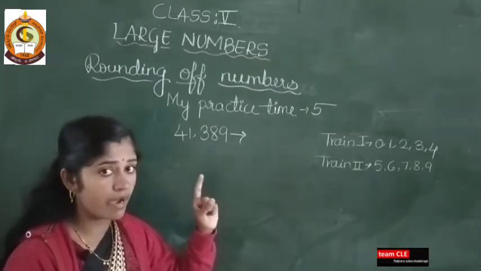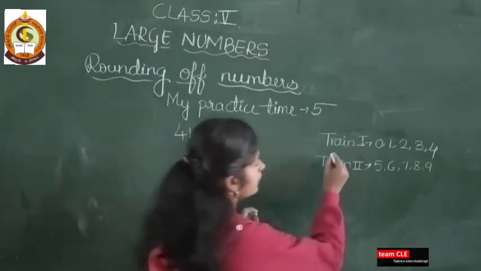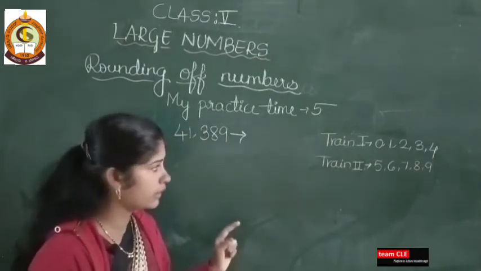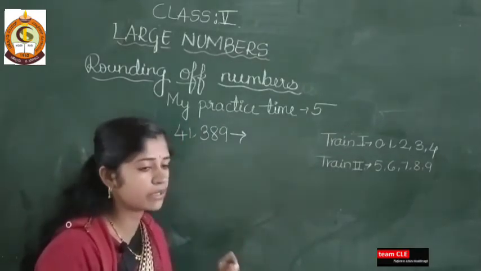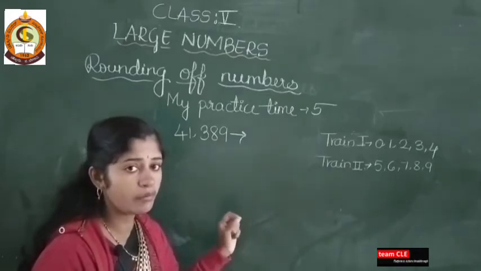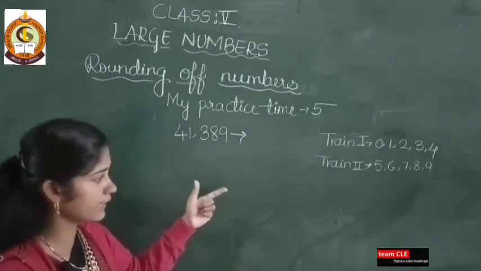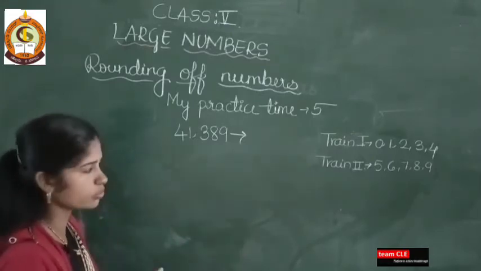And one more thing you have to keep in your mind. If the number is in train number 1, there is no need to add 1. And if the number is in train number 2, you need to add 1 in the hundreds place or thousands place. Let us take the examples, then you will come to know how to write that.